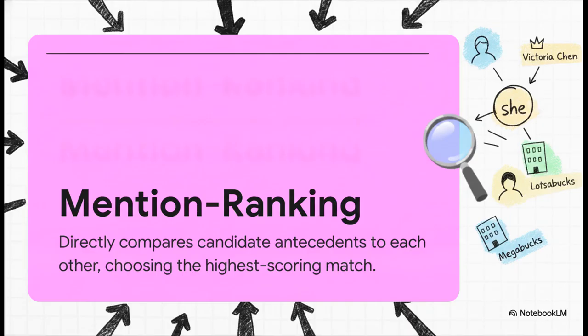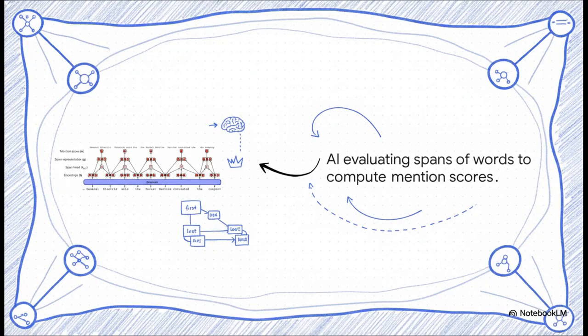Instead of just looking at 2 words in total isolation and guessing yes or no, they set up a mathematical lineup. It takes an anaphor, like the word "she," and directly compares all potential candidate antecedents against each other. It mathematically evaluates Victoria Chen versus Megabucks versus Lotsabucks, and it ranks them to find the absolute most likely antecedent. Check out the modern neural network approach we use to do this. A really powerful language model acts as an encoder.